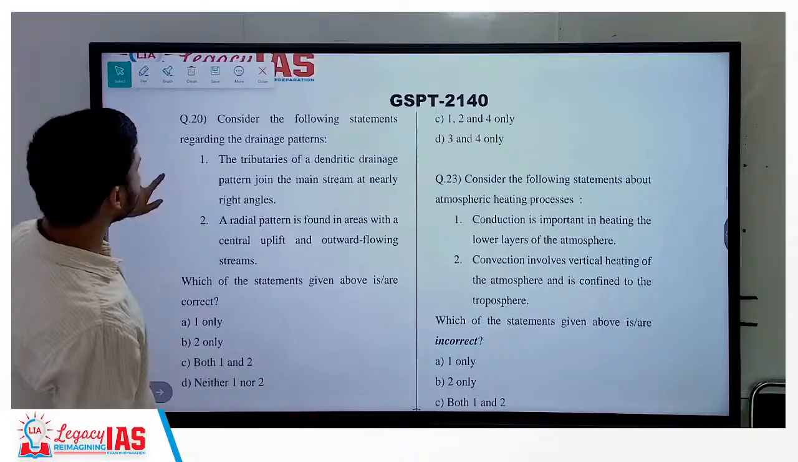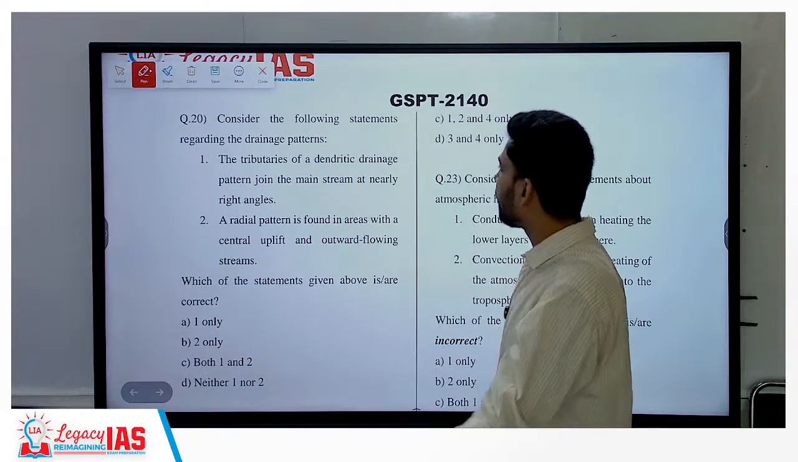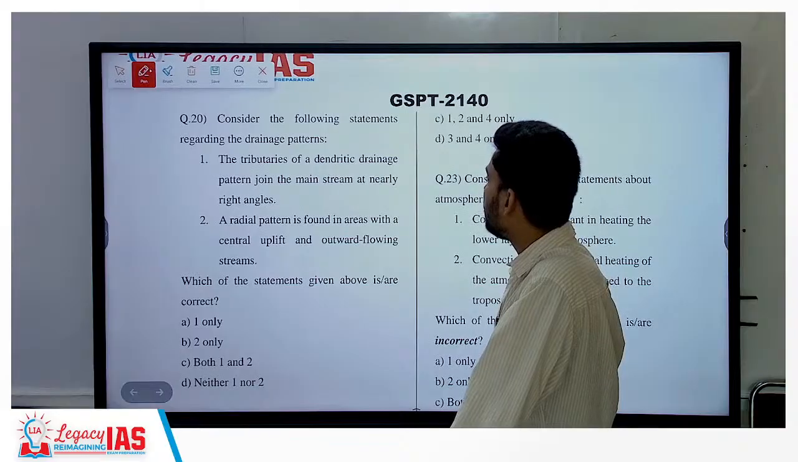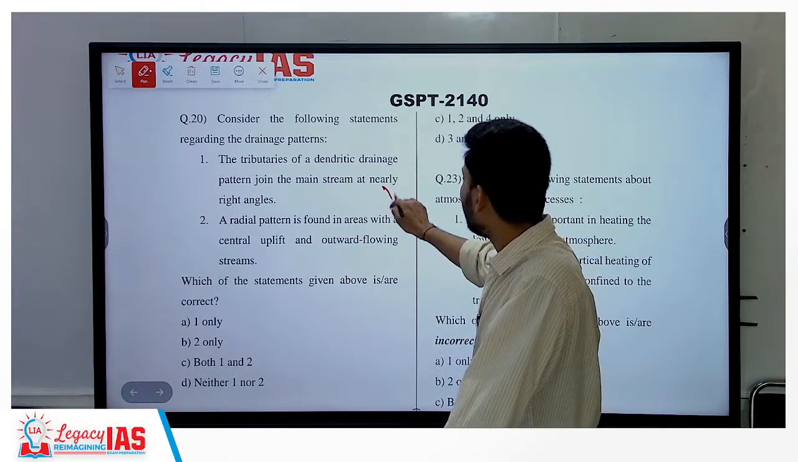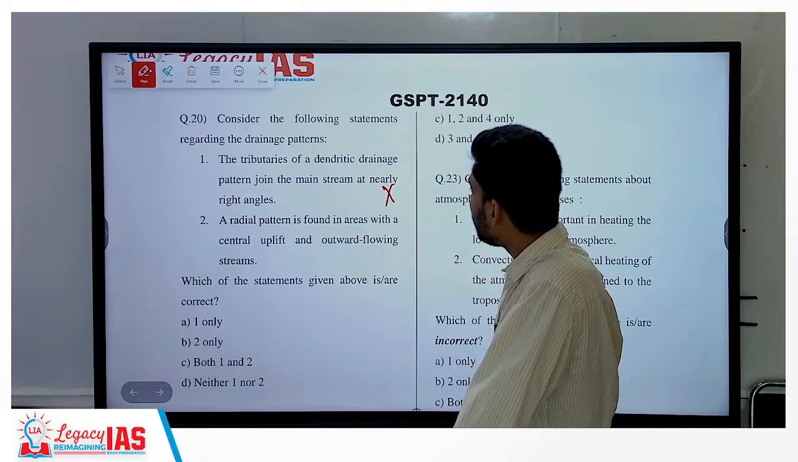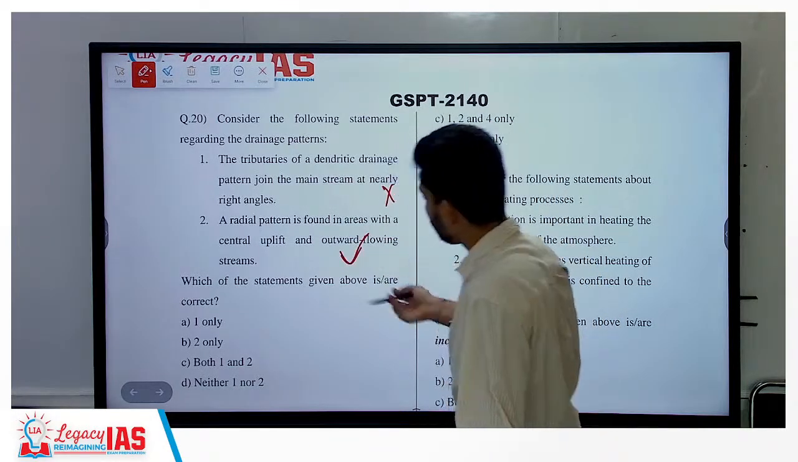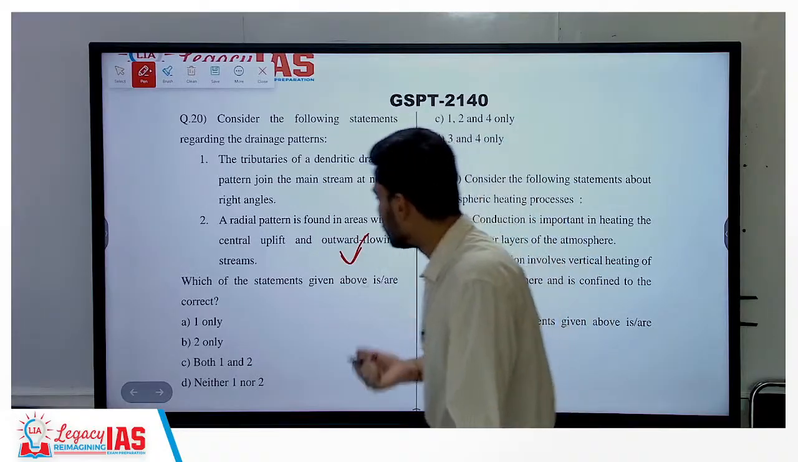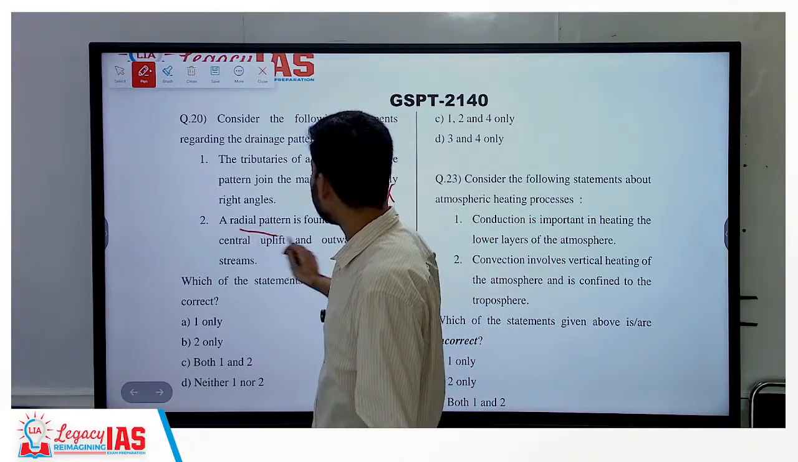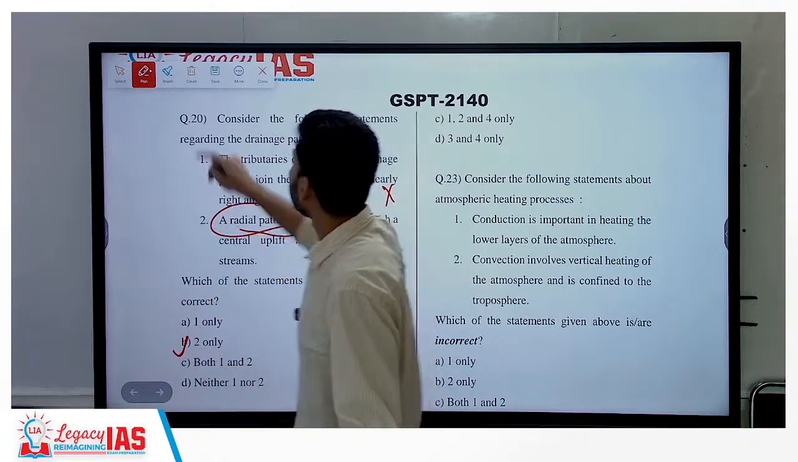Then consider the following statement regarding the drainage pattern. The tributaries of a dendritic drainage pattern join the main stream at nearly right angles. No, okay, dendritic would not have fixed pattern of joining, fixed angle of joining. A radial pattern is found in areas with a central uplift and outward flowing stream. Okay, that is correct. Chotanagpur Plateau, Amarkantak Plateau, Mandav Hills, all of these are example of radial drainage pattern. Rivers are radiating out. So D.